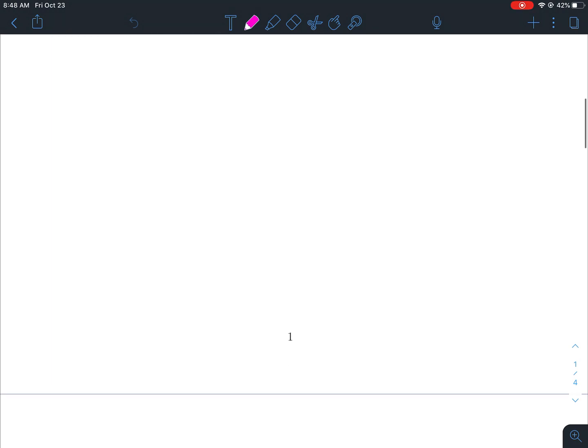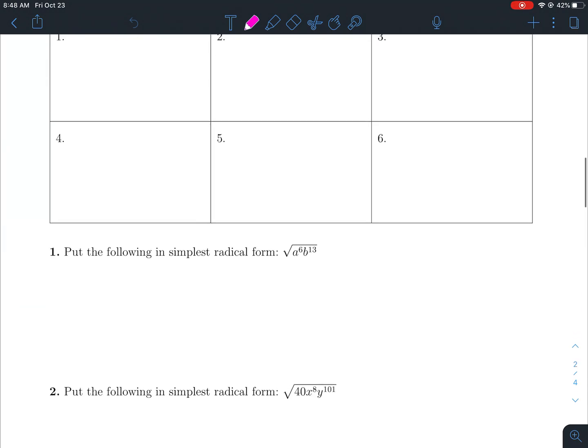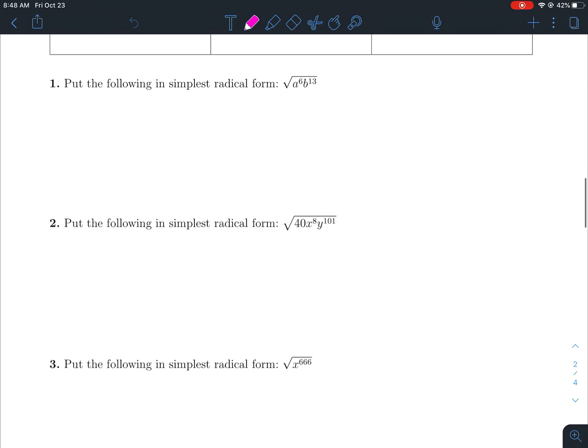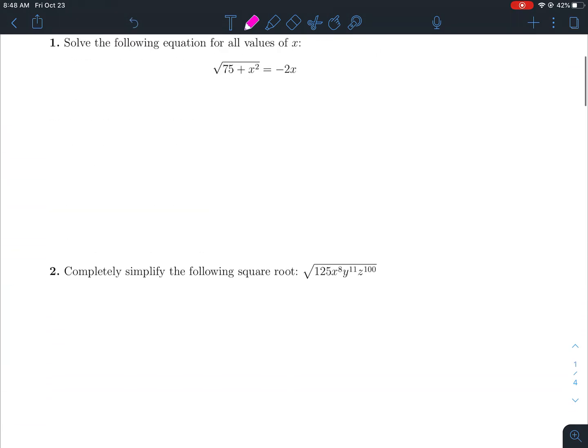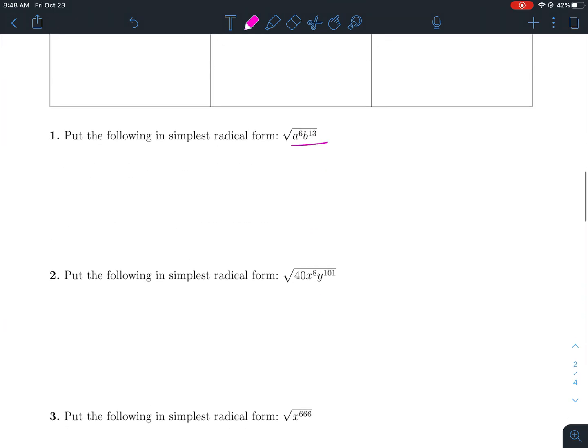Alright, so we have done the do now together, we've done the lightning round. What we're going to be doing next is putting each of the following in simplest radical form. Alright, this is a little scary because we got a bunch of variables underneath here. We kind of looked at this in one of the do now problems. So for this one, square root means we're breaking these guys up into their factors.